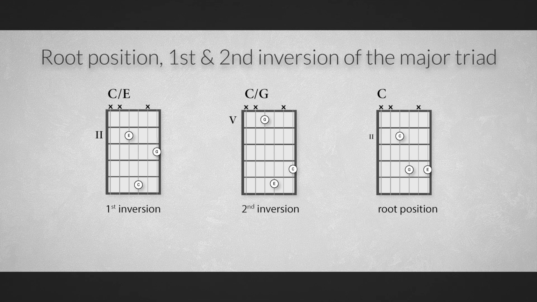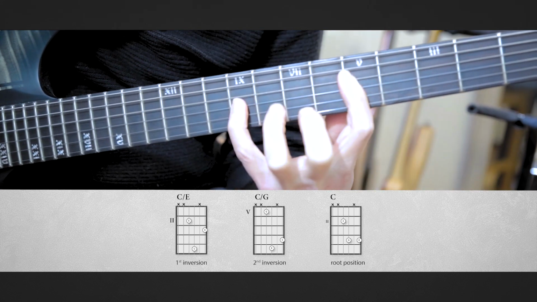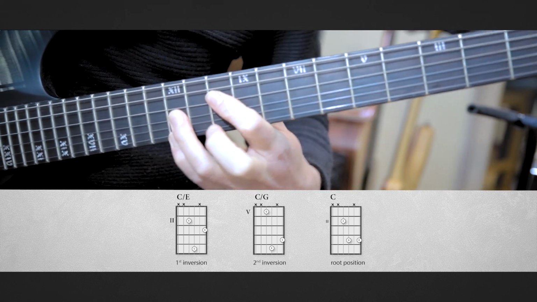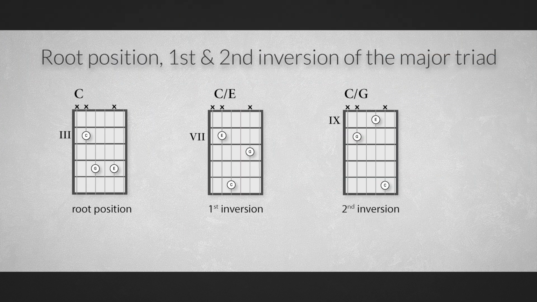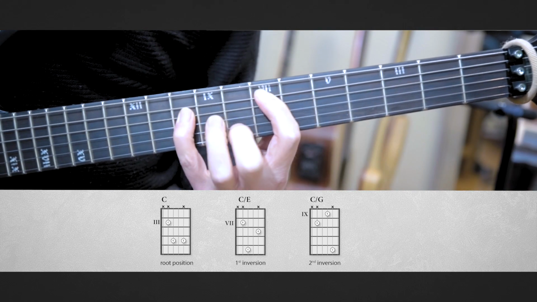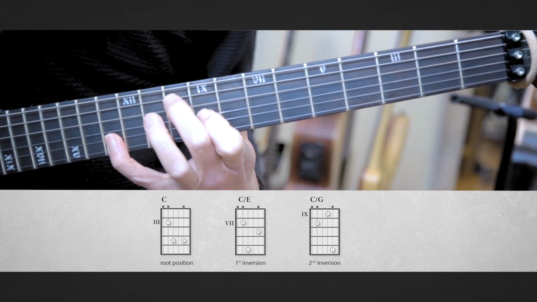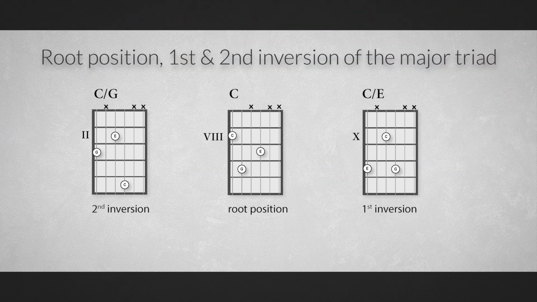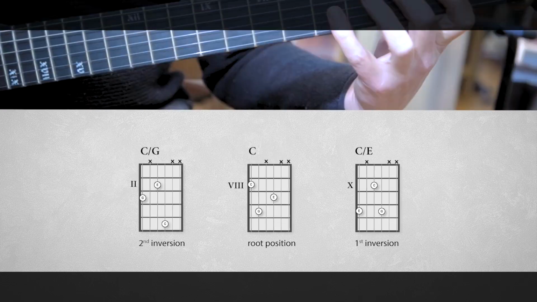Now here are the root positions and inversions of the spread triad on the bottom 4 strings. Here are the root positions and inversions of the spread triad on the middle 4 strings. And finally, here are the root positions and inversions of the spread triad on the top 4 strings.